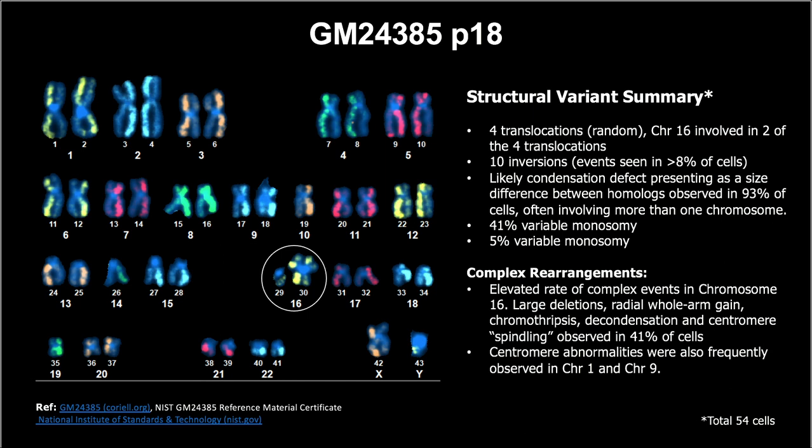And the size difference between homologs we observed in passage 12 at just over 60% of the cells was observed in over 90% of the cells by passage 18. Aneuploidy, mainly chromosome loss, had increased prevalence from 20% of the cells at P12 to just shy of 50% of the cells in P18. In the karyogram pictured on this slide, homologs of chromosomes 10, 14, and 19 are all missing.